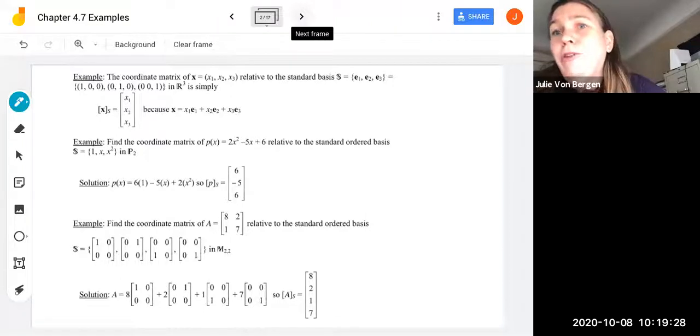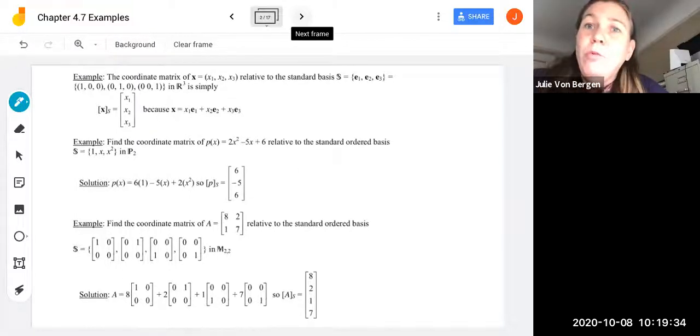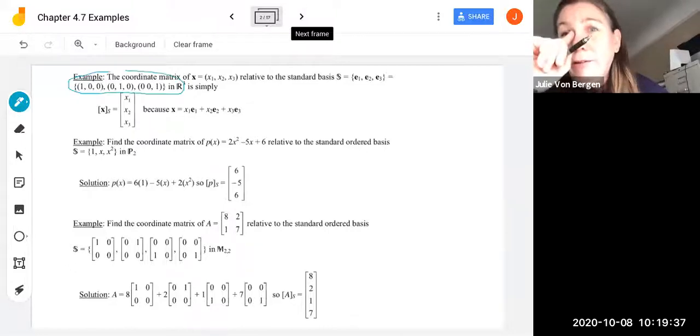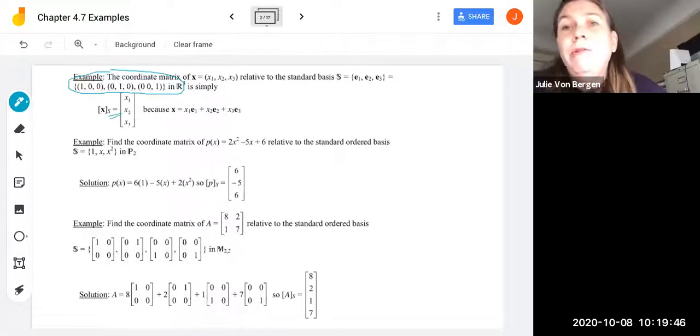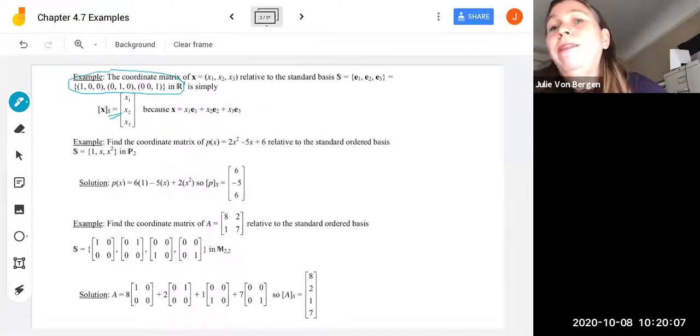So the coordinate matrix of x, x1 through x3, relative to the standard basis, which is (1, 0, 0), (0, 1, 0), and (0, 0, 1) in R3, is simply the column matrix x with a little S in the subscript, x1, x2, and x3, because we can write x as x1 times e1, where we're using the standard basis, plus x2 times e2, so e2 is (0, 1, 0), plus x3 times e3, because e3 is (0, 0, 1). So with the standard basis, it's really simple to write the coordinate matrix.